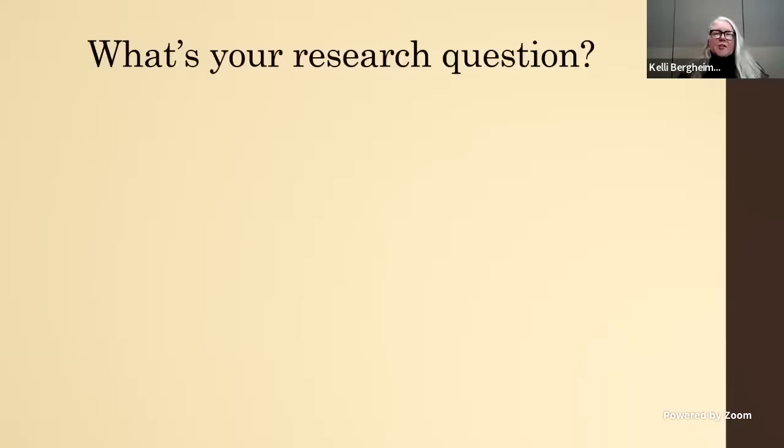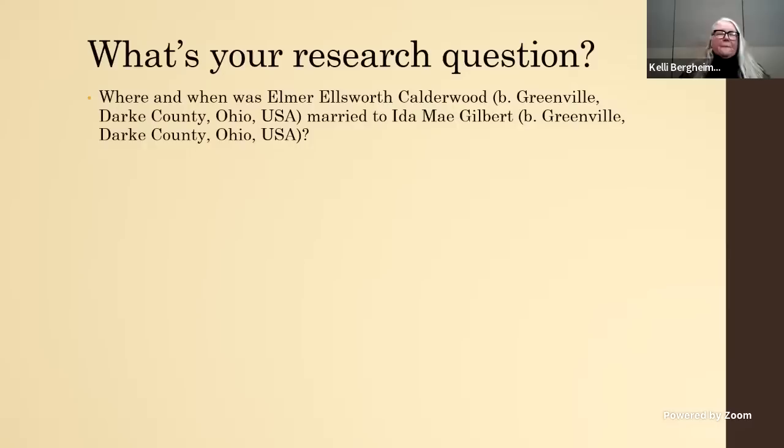And normally when I'm in person, we talk about, what is your question? But since we're a virtual audience today, I just listed a few questions here to give you an idea. So here's one research question. Where and when was Elmer Ellsworth Calderwood, and I've got some details there, born in Dark County in Greenville, Ohio, married to Ida Mae Gilbert, born in Greenville, Dark County, Ohio.